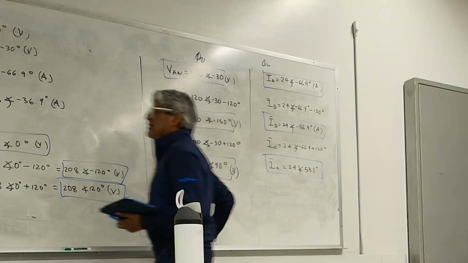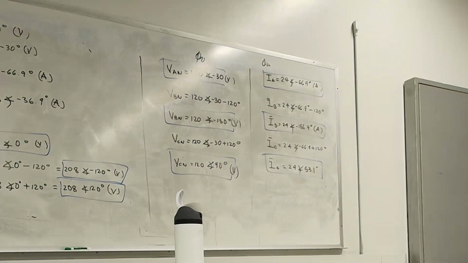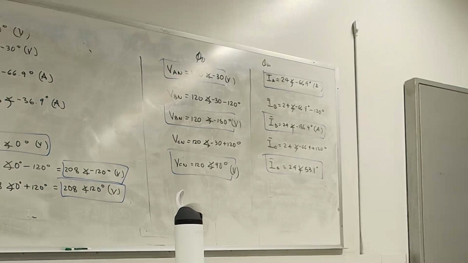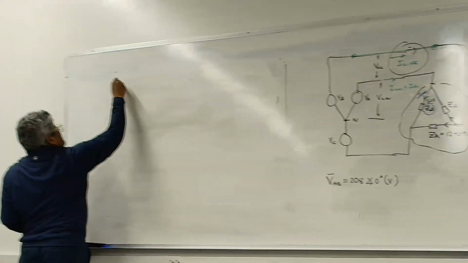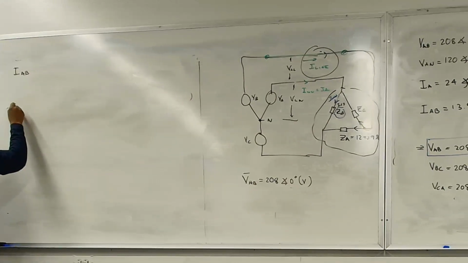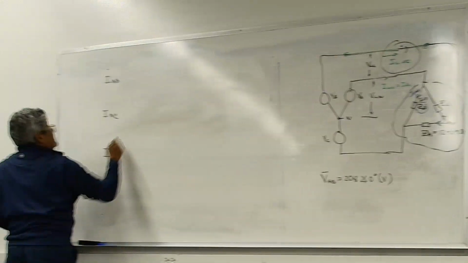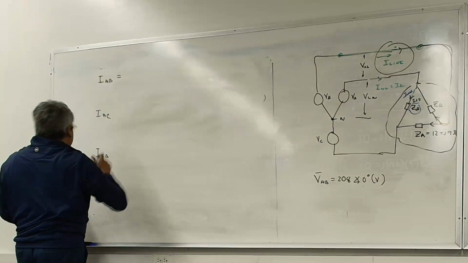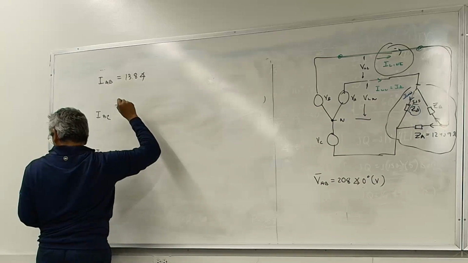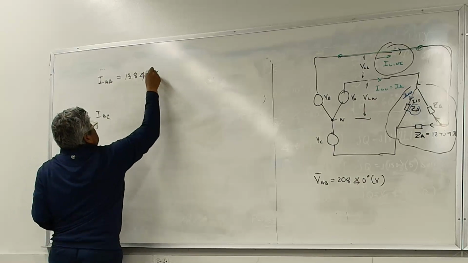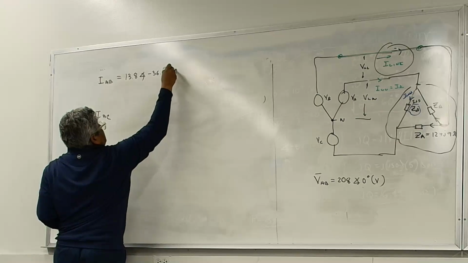And last one here. The last one was IAB, right? So I have IAB, again followed by IBC, followed by ICA, in that order. IAB was 13.8, angle of minus 36.9 degrees. And this is in amps.